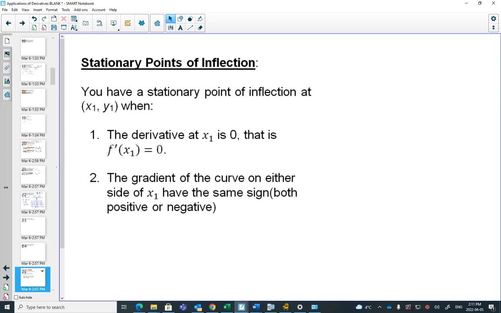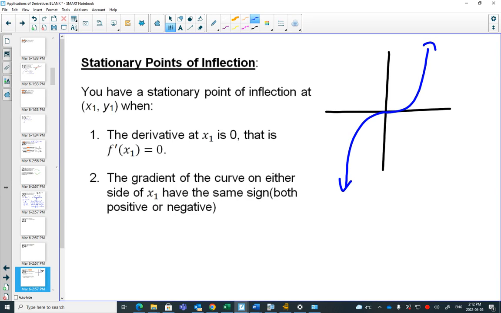So we have looked at stationary points that are maximums and minimums. Sometimes you get a stationary point of inflection. And I showed you what this was already with the most common graph, the x cubed graph, where the tangent line is flat, but it isn't a maximum and it isn't a minimum. How do we know and how do we define this as a stationary point of inflection? Well, your derivative is still 0.